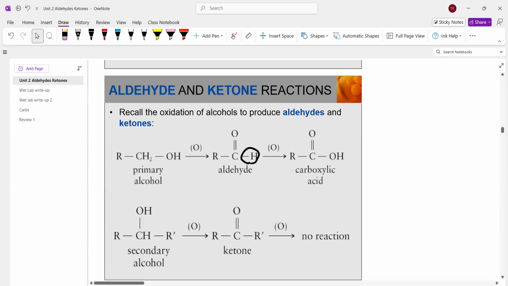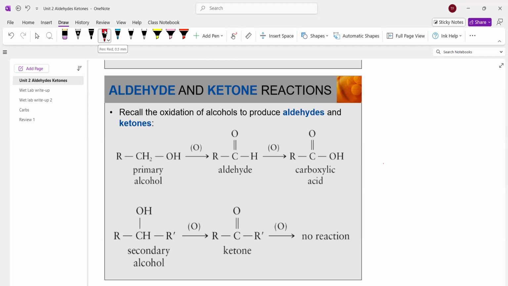Now, one of the reactions we studied, excuse me, in the last unit was oxidation of alcohols. Primary alcohols immediately oxidize to the aldehyde. And then that aldehyde is further oxidized to the acid. So as far as this unit goes, you have to name the aldehydes and ketones, where before you just had to write aldehyde or ketone.